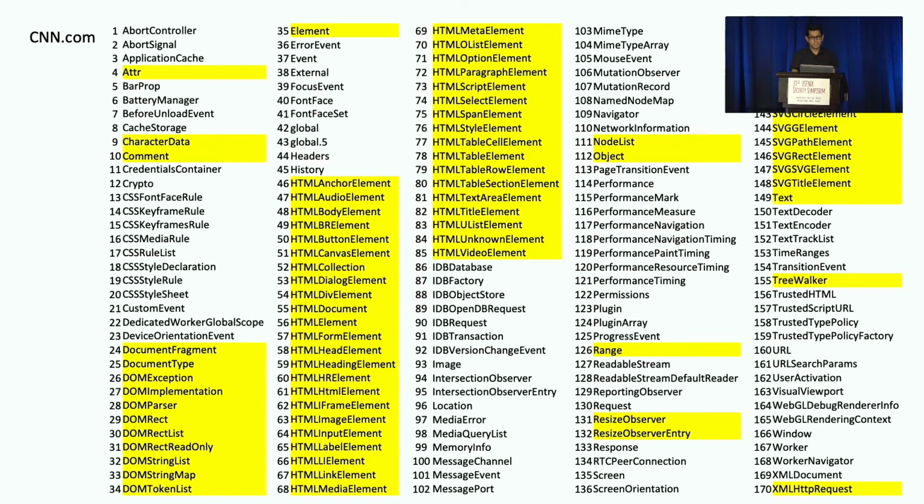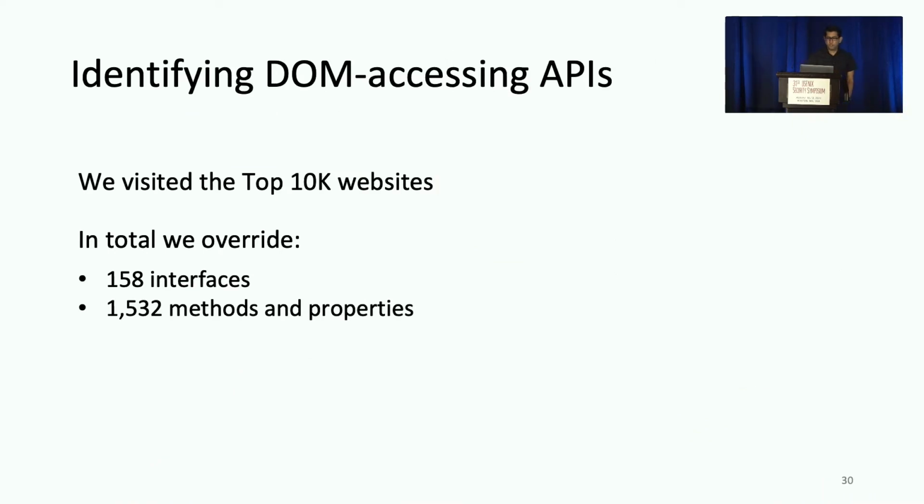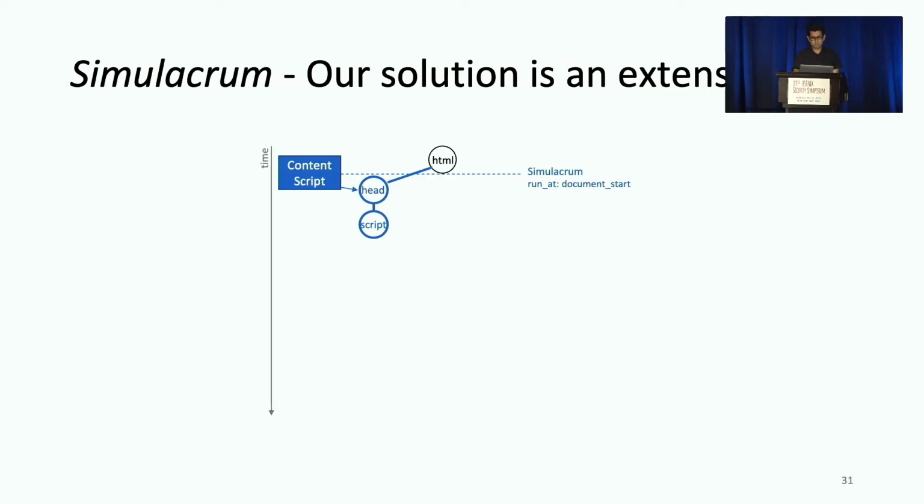For example, this is the result of our system on CNN.com. The highlighted interfaces are those interfaces that are DOM interacting. So we need to override these ones, and we can skip the rest. We used our system to analyze the top 10,000 websites, and we found that there are more than 1,500 functions that we need to override to create this system.